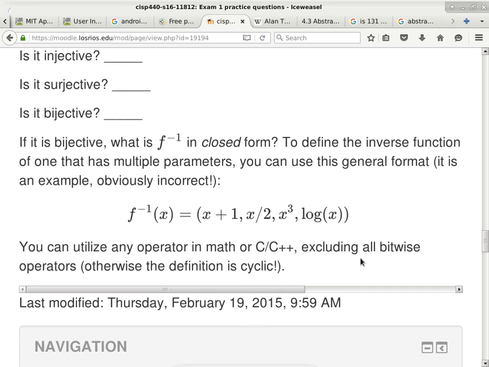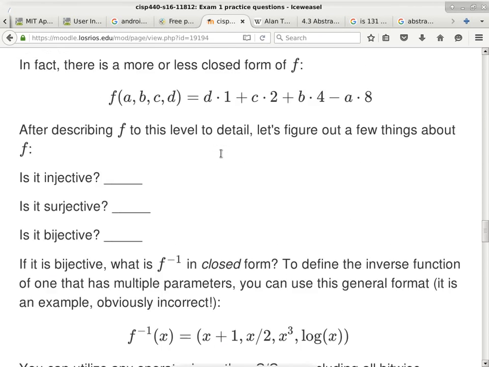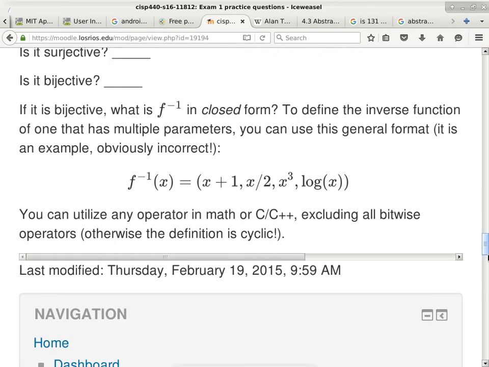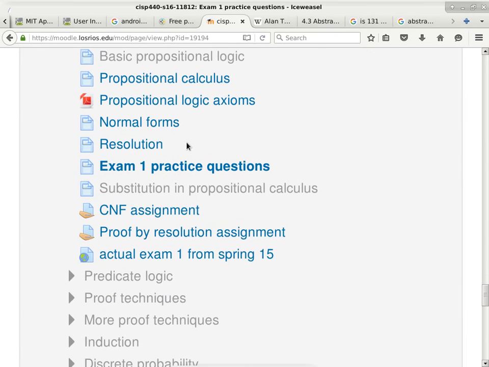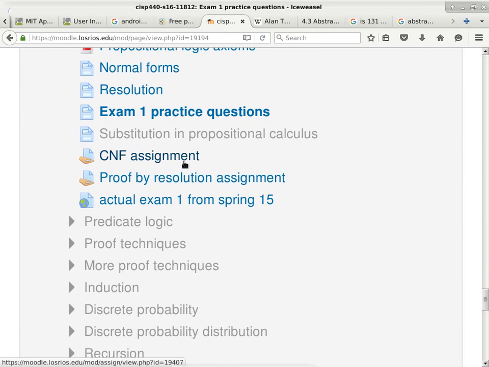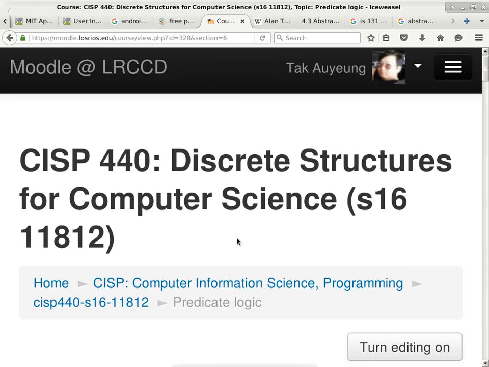Any other questions? No other questions? Okay. If there are no questions, we are going to move on. We are moving on to finishing predicate logic, and I have some stuff to show you.